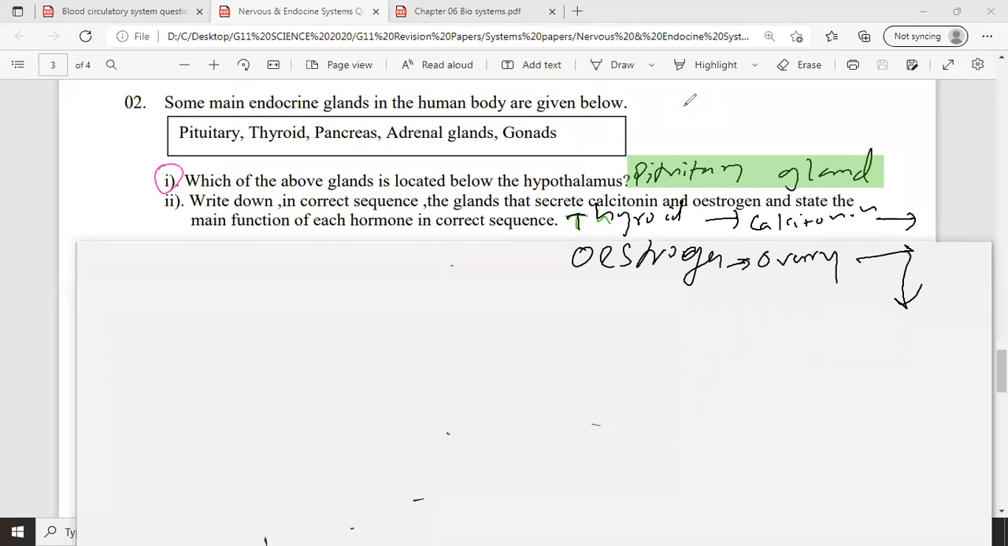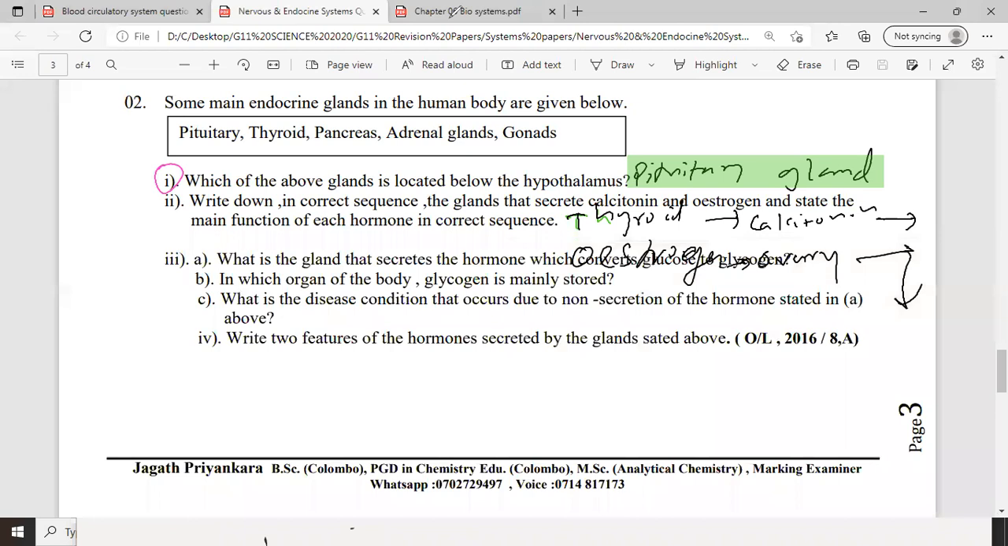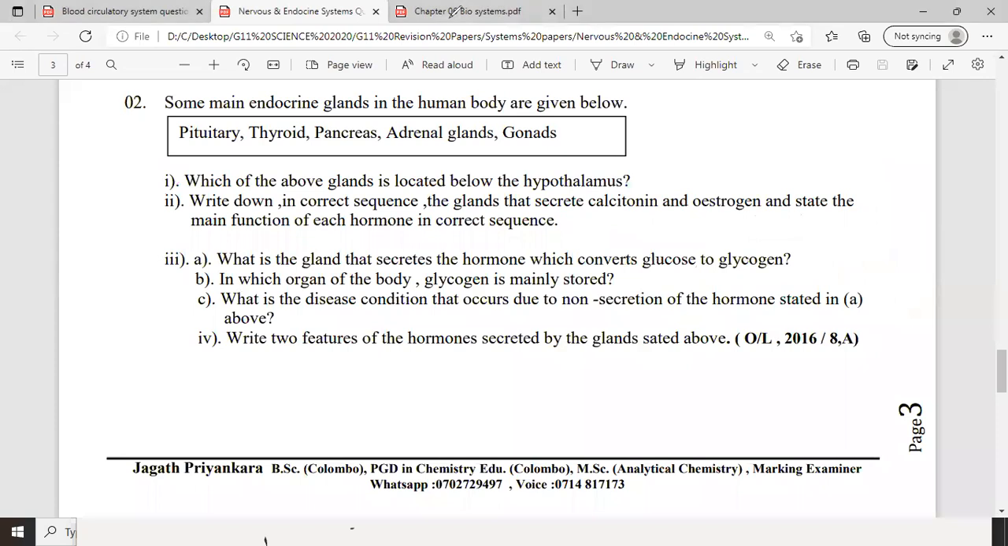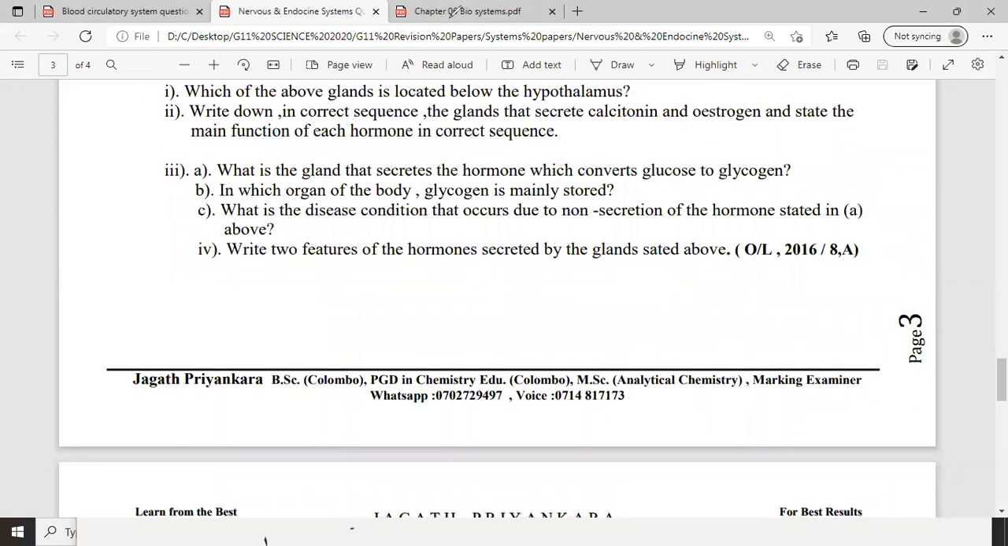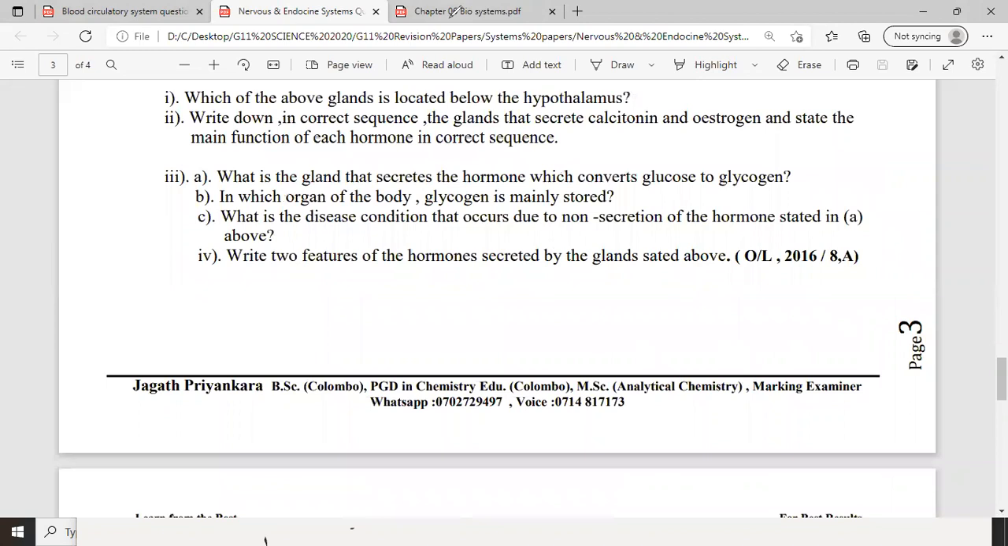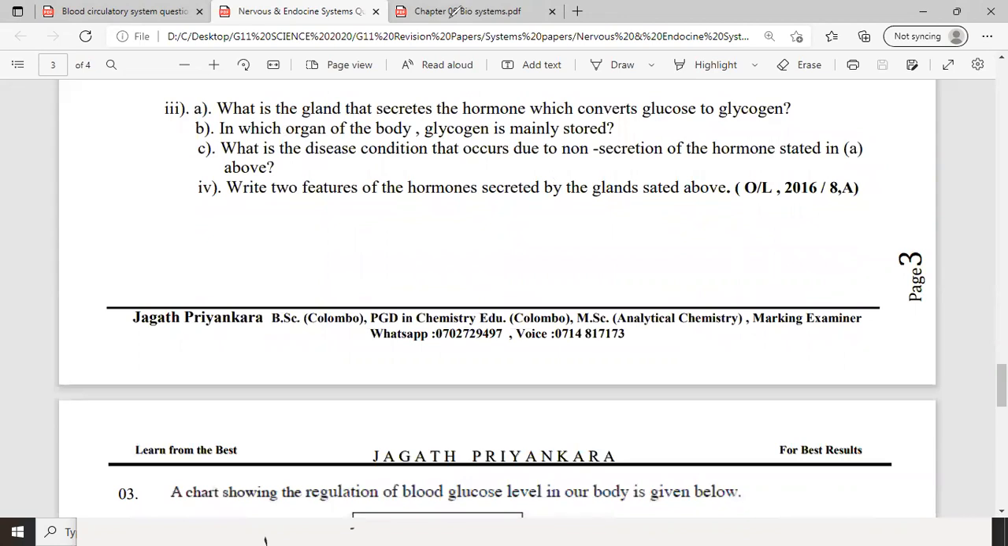The next one. What is the gland? Okay, that is done. I'll erase this. Next one. The gland secretes the estrogen, yeah, that we already knew. The next one: what is the gland that secretes the hormone which converts glucose to glycogen? It's a very popular question. They ask for the name of the hormone. Any volunteers for this? A very simple question.